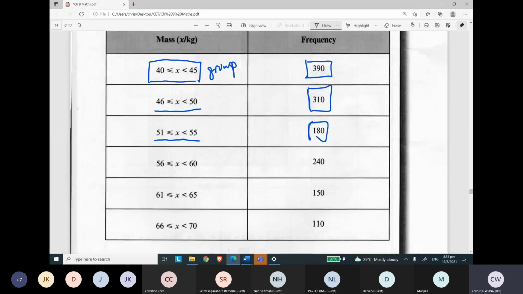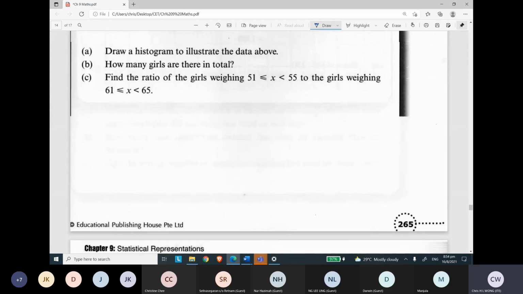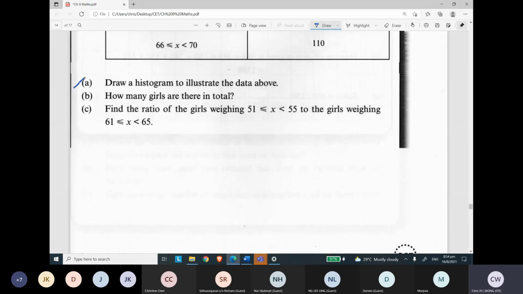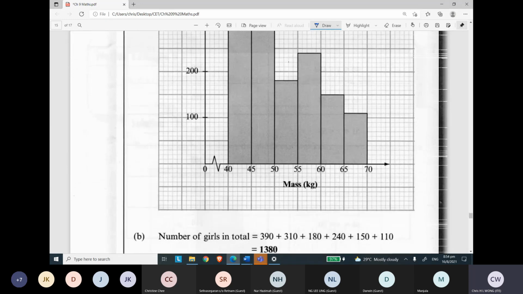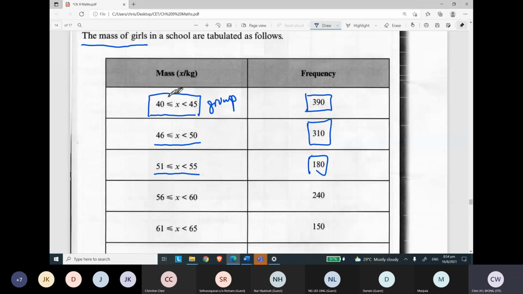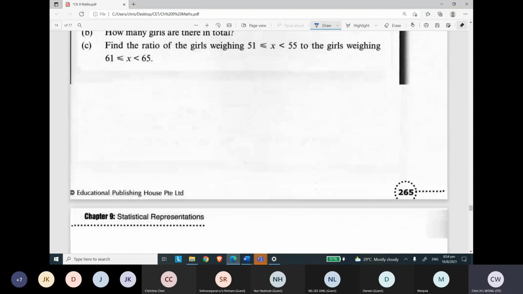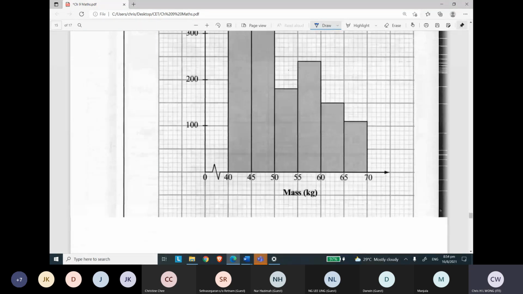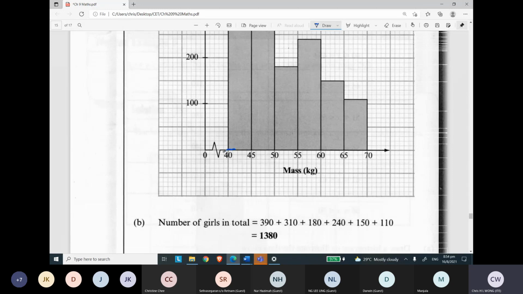If you draw the histogram to illustrate the data on top, how does it look like? You look at this one. Can you see? You look at the first one. Between 40 and 45. This is the first group. Between 40 and 45. Notice that? Please consider it one group.